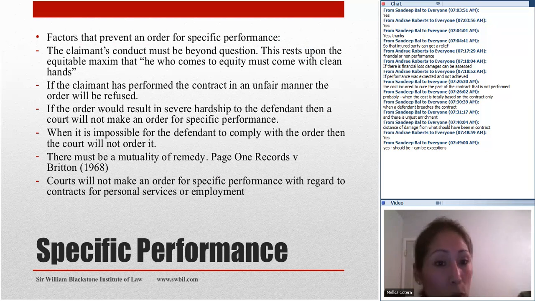There must be a mutuality of remedy. The court will refuse to order a specific performance of a contract at the request of one party if it could not order it at the request of the other party. Okay?